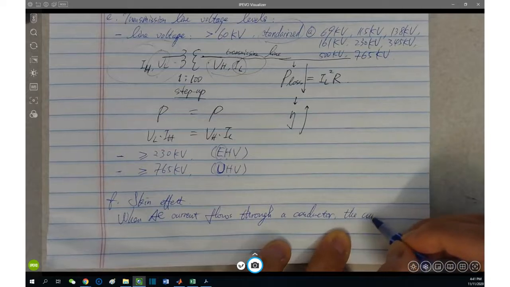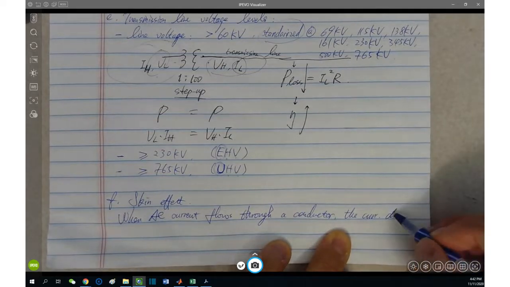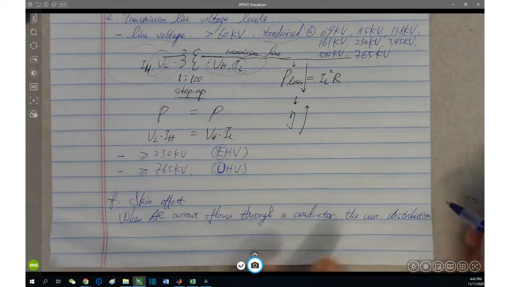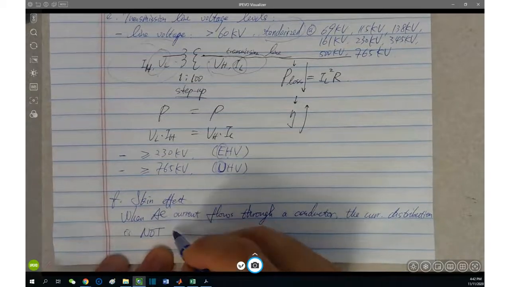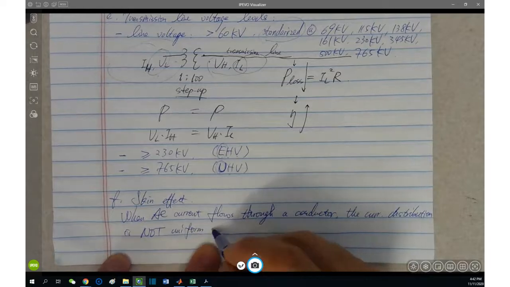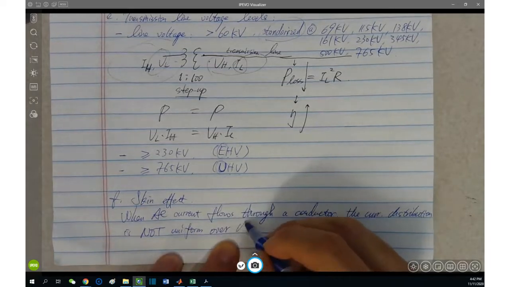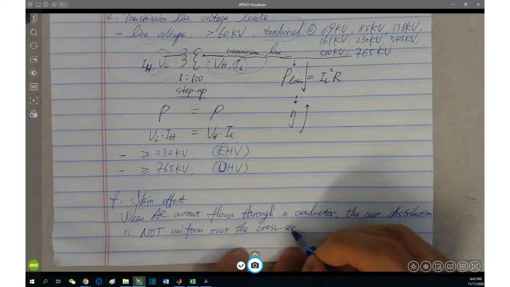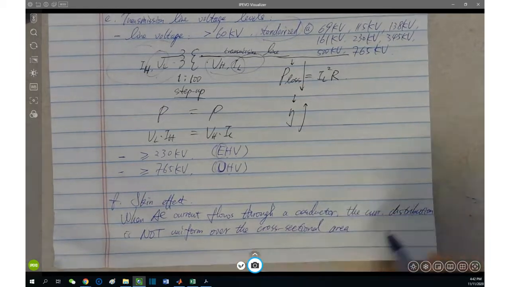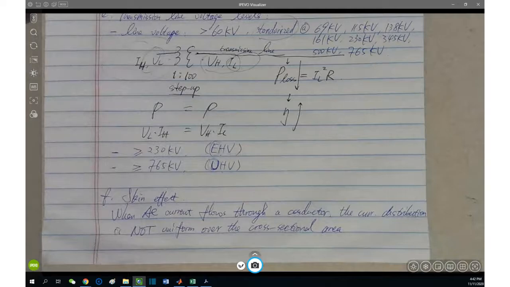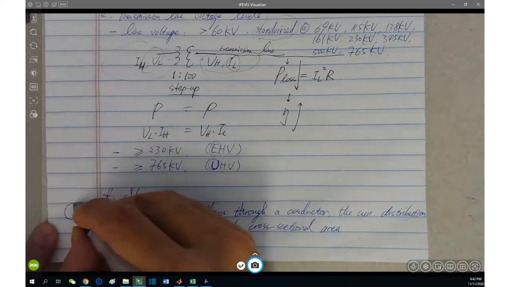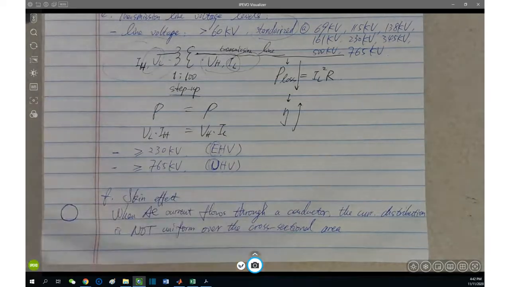the current distribution is not uniform over the cross-sectional area, because the cross-sectional area is generally speaking just round, right? It's round, and the current is flowing through it, and the current density, let's use the more accurate word, on this area is different. It's different. It's not uniform.